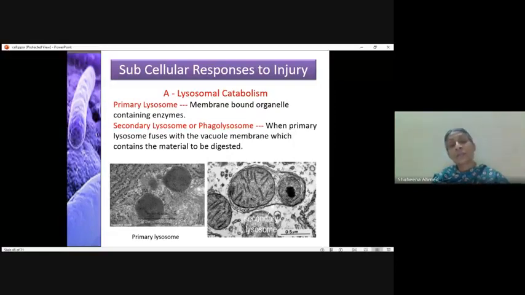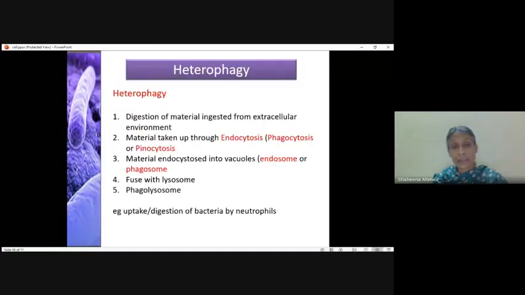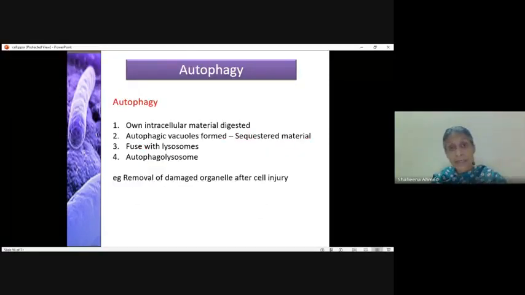Primary lysosome, this is a membrane-bound organelle which contains the enzymes. Secondary lysosome, when the primary lysosome fuses with the vacuole which has to be digested. Heterophagy, in which the material to be digested is ingested from outside the cell and taken in by the cell, and then the lysosomal enzymes digest it. Autophagy, when the material is present within the cell and forms an autophagic vacuole, and then the lysosomal enzyme degrades that vacuole.